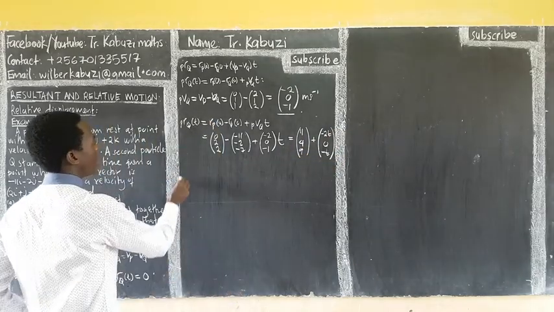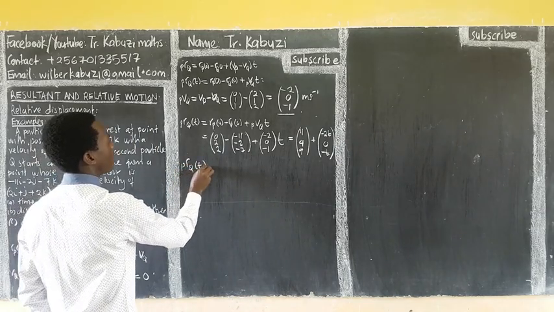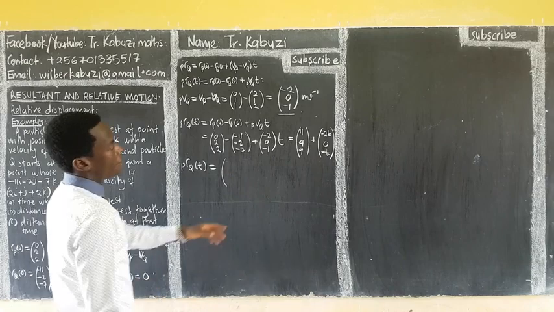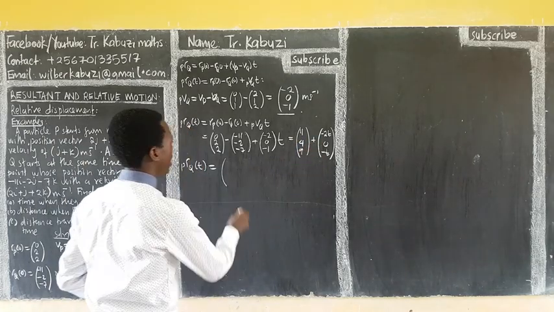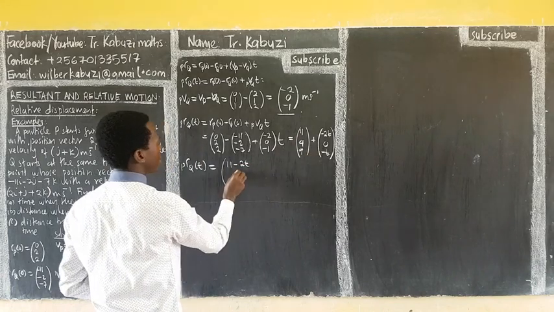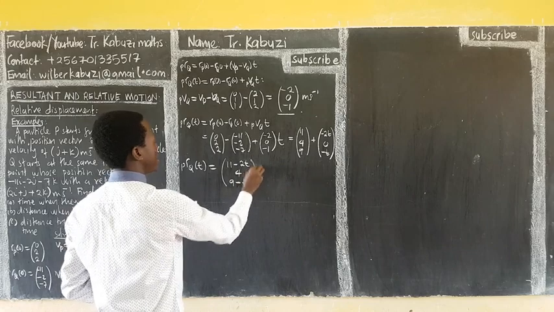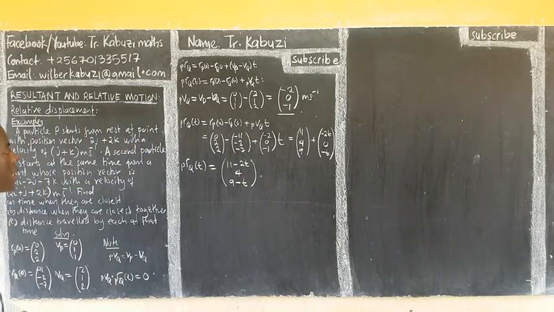Then from there, we can add. So that we get one vector. This plus this, we get 11 minus 2t. Then this plus that, we get 4. Then this plus that, we get 9 minus t. Okay, so that is it.